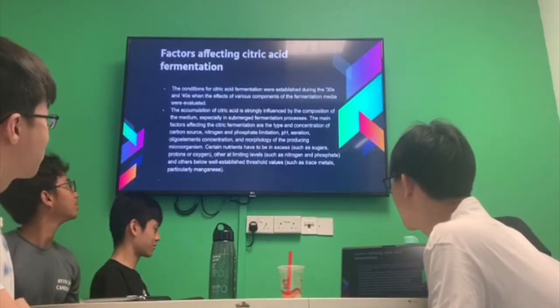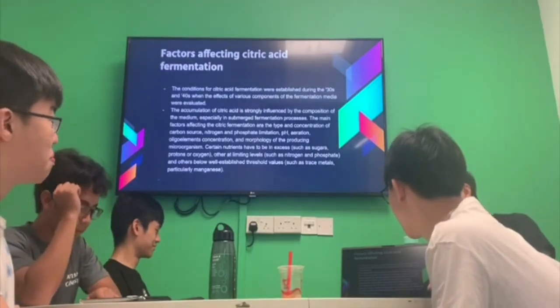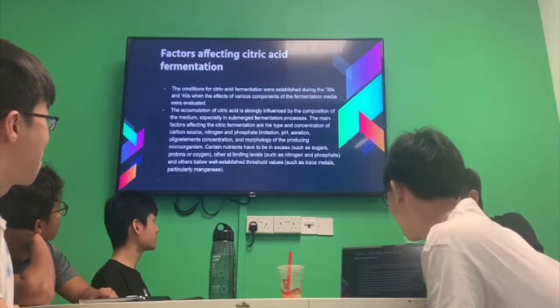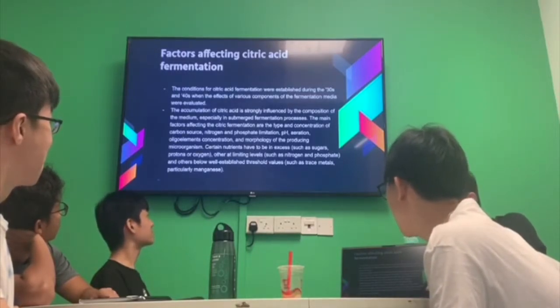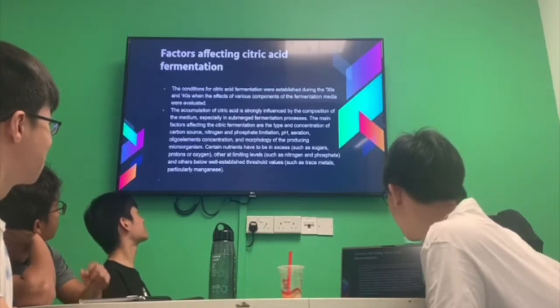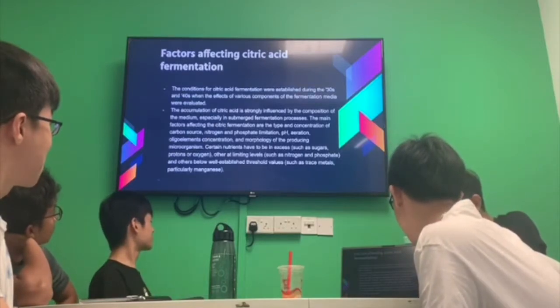So the factors affecting citric acid fermentation. The conditions for citric acid fermentation were established during the 30s and 40s, when the effects of various components of the fermentation medium were evaluated. The accumulation of citric acid is strongly influenced by the composition of the medium, especially in submerged fermentation processes.